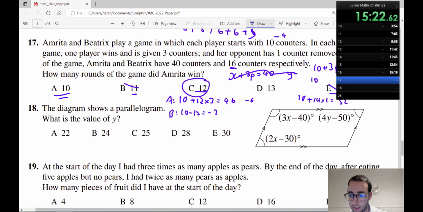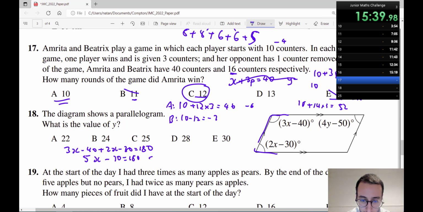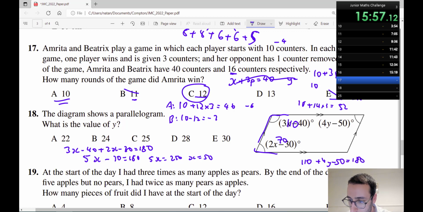18. Parallelogram. Oh, this is just a GCSE question. Those add to 180. 3x minus 40 plus 2x minus 30 equals 180. 5x minus 70 equals 180. 5x equals 250, x equals 50, so this is 70, this is 110, and these add to 180, so 110 plus 4y minus 50 equals 180, so 4y plus 60 equals 180, 4y equals 120, y equals 30. Yeah, if that's 110, that has to be 70.